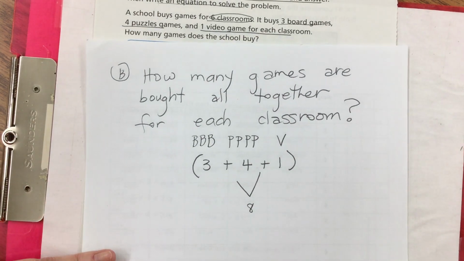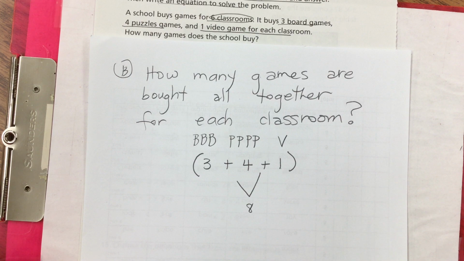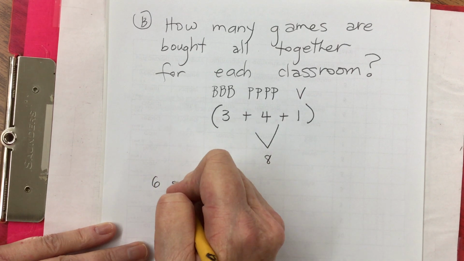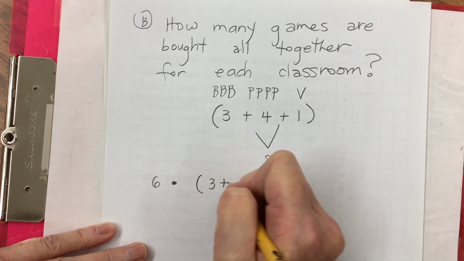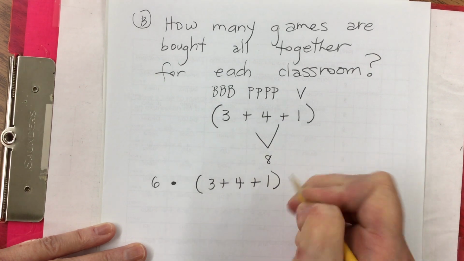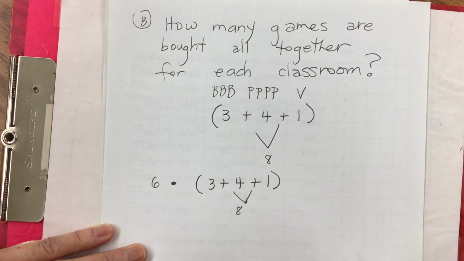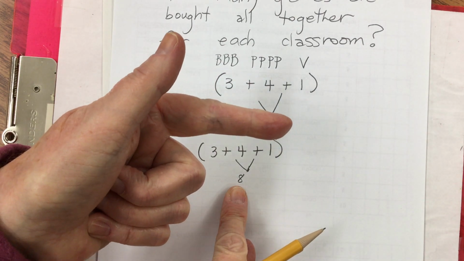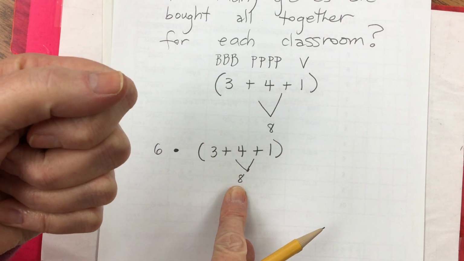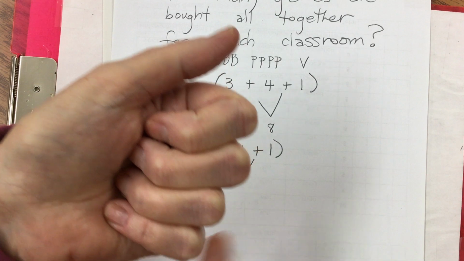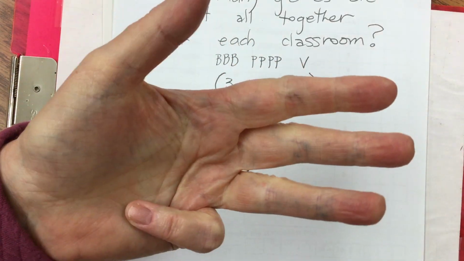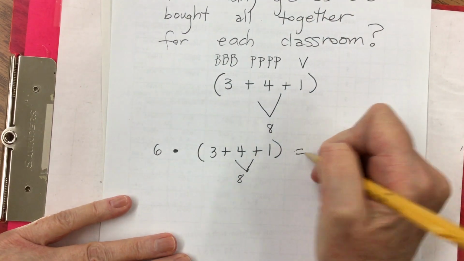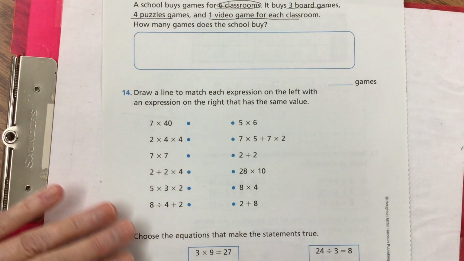Now we know that there's 6 classrooms. So there's going to be 6 groups of this. 6 groups of that. 6 times 8, 6, 12. I'm blanking, sorry, I'm tired. It's 5:30, guys. 6, 12, 18, 24, 30, 36, 42, 48. So I know that's going to equal 48 games are bought all together.